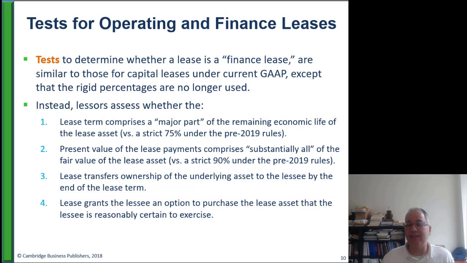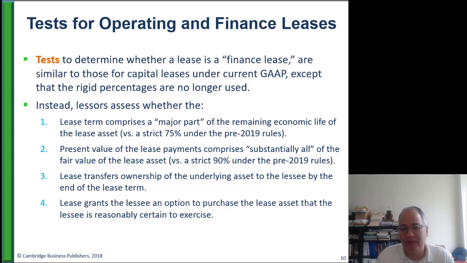Now, there's a second test. If it meets any one of these four tests, then it's going to be finance. The second one is present value of lease payments comprise substantially all the fair value of the leased asset. That's the new rule. The old rule was just 90%. So if the present value exceeds 90% of the fair market value of the asset, then you had a capital lease. If it was less than 90%, then you had an operating lease. The new rule says substantially all, which is construed to be around 90%.